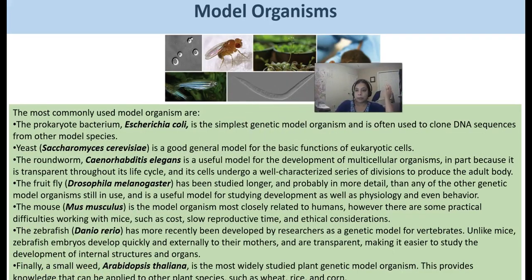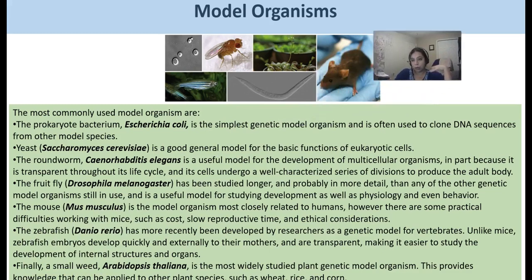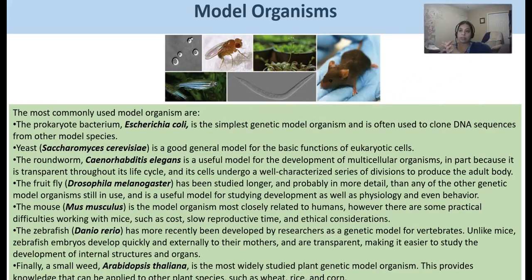The last thing that we're going to talk about today is the different model organisms that geneticists use, and why they choose to use these organisms. There are quite a few of them at this point. Most of them are chosen because of their simplicity or ease of use. The simplest one that we use is a prokaryote, E. coli, and it's the simplest genetic model organism.